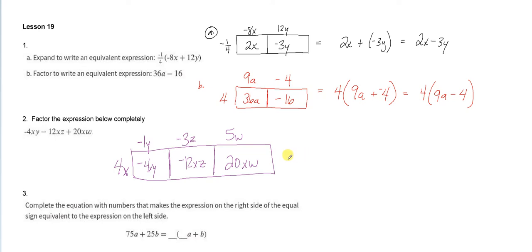So this would be the same as taking the quantity of 4x and multiplying it by the group -1y plus a -3z plus 5w, which is the same as 4x times the quantity -y minus 3z plus 5w. That would be the shortened version. And that's number 1 and number 2.